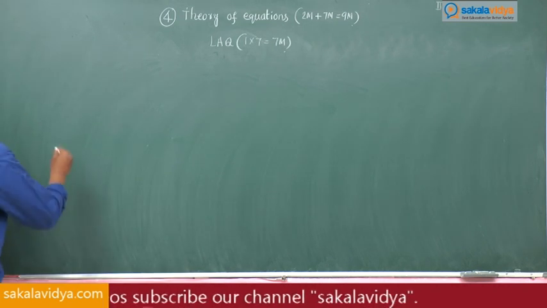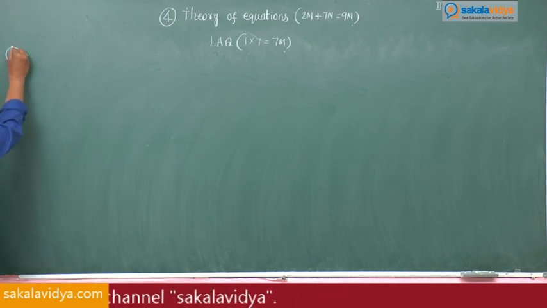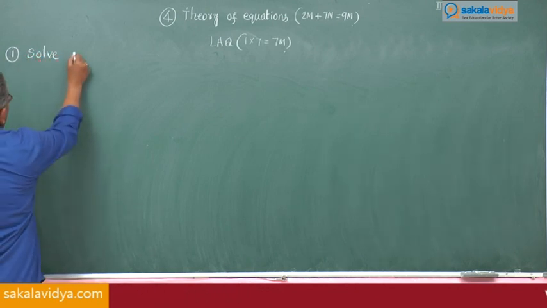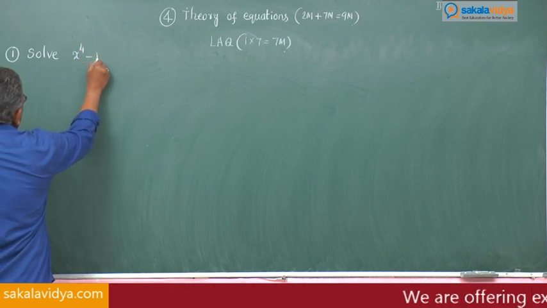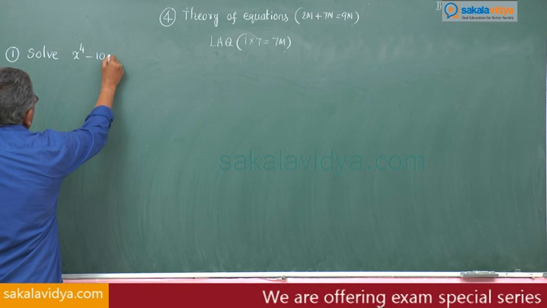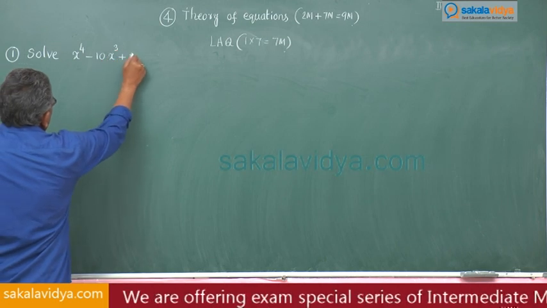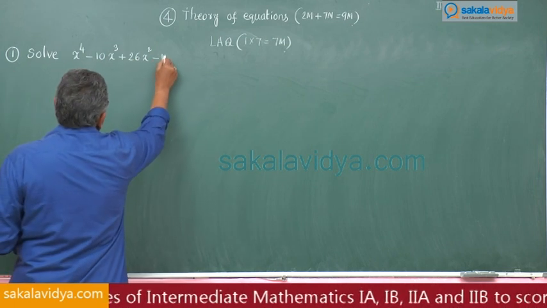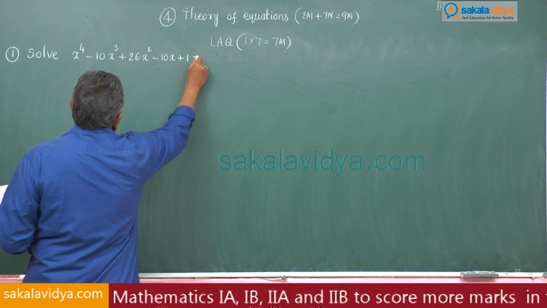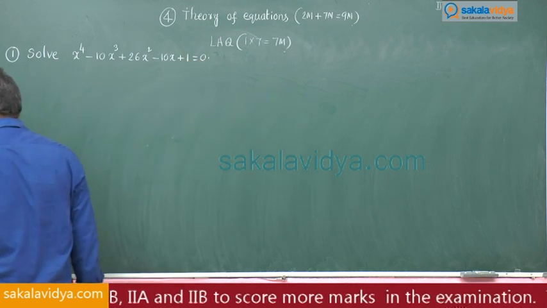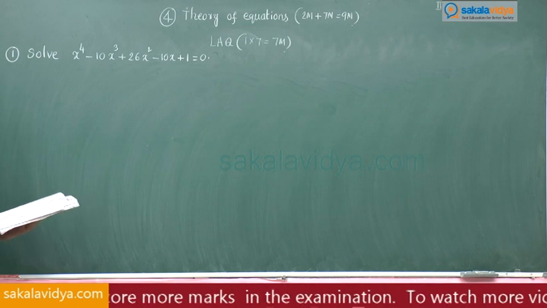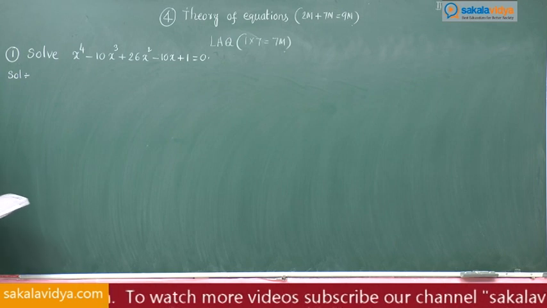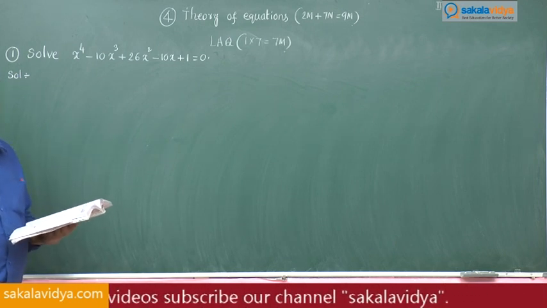First question. Solve x to the power of 4 minus 10x cube plus 26x square minus 10x plus 1 is equal to 0. So now we have to find out the nature of this given biquadratic equation.